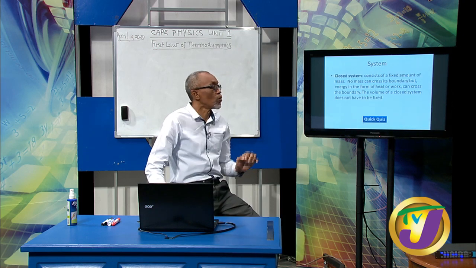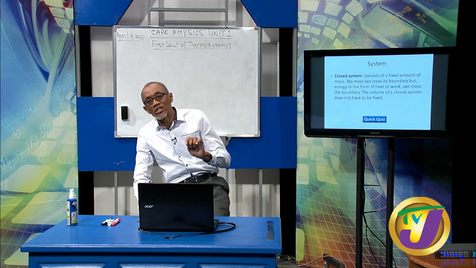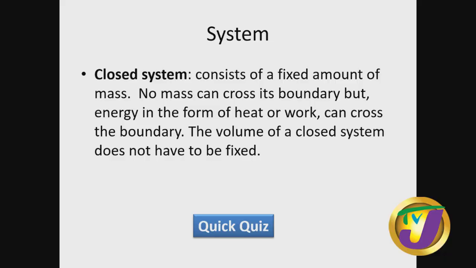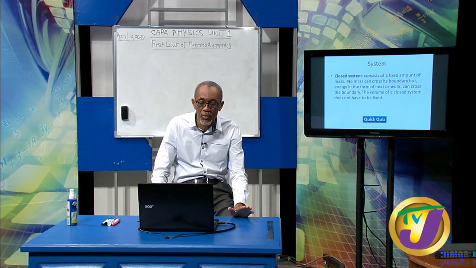And then we will focus a lot in this lesson on what is called a closed system. So a closed system consists of a fixed amount of mass, and no mass can cross the boundary, but the energy in the form of heat or work can cross the boundary. So no mass will leave the system to go out, but heat energy or work can be done by the system, on the system, and so on. So that there is that interchange. And the volume of a closed system does not have to be fixed.